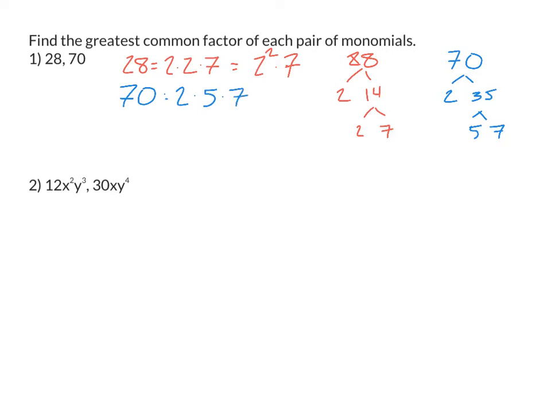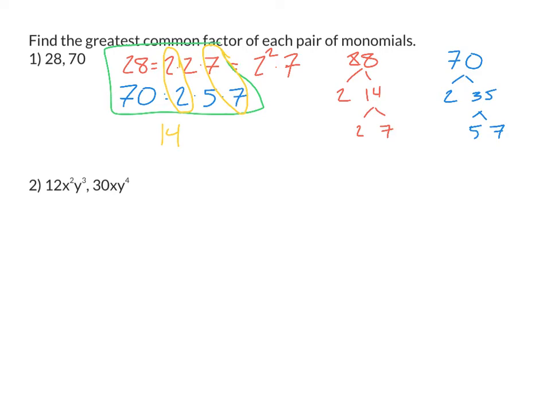Now the greatest common factor is going to be the largest number that divides out of both of these numbers, 28 and 70. So if we look at their factorizations, they both contain a 2, and they both contain a 7. Now 2 times 7 makes 14. And so 14 should be the largest number that divides out of both.